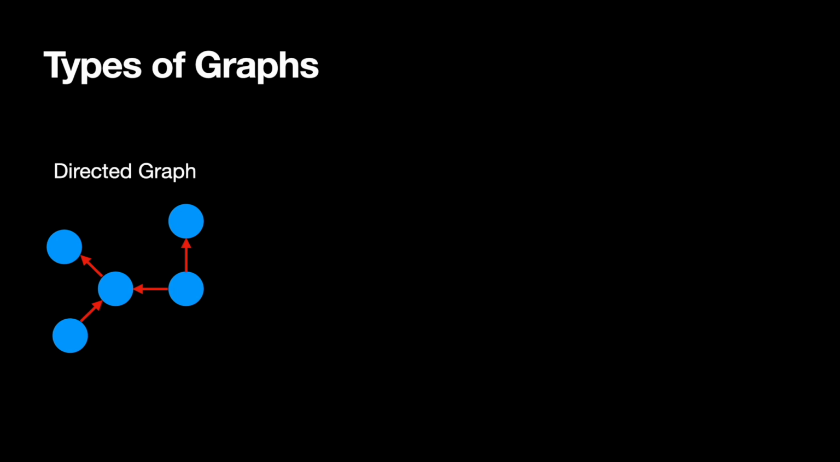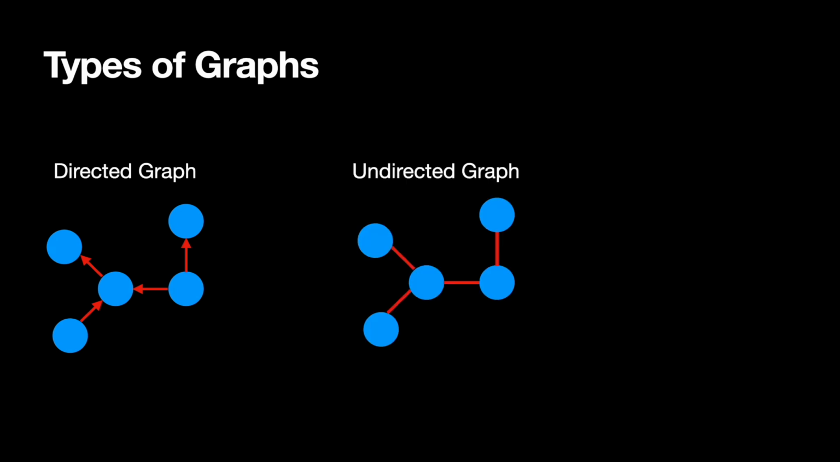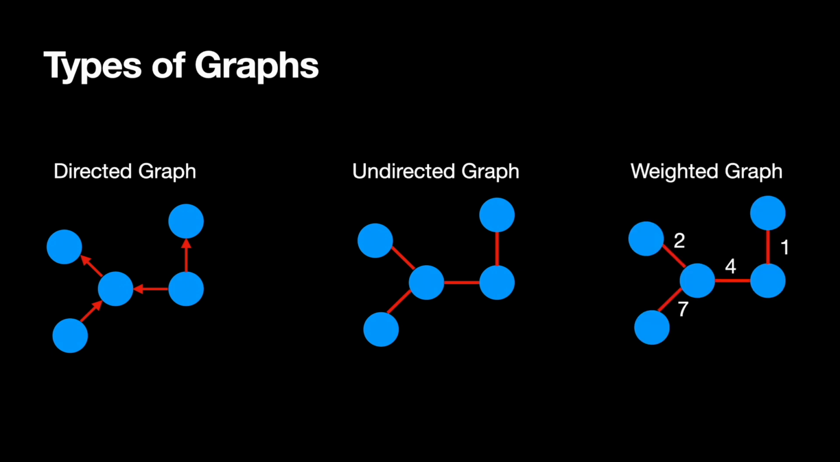Some types of graphs include directed graphs, in which the edges go in one direction, undirected graphs, in which the connections go in both, and weighted graphs, in which each edge has a value or cost.